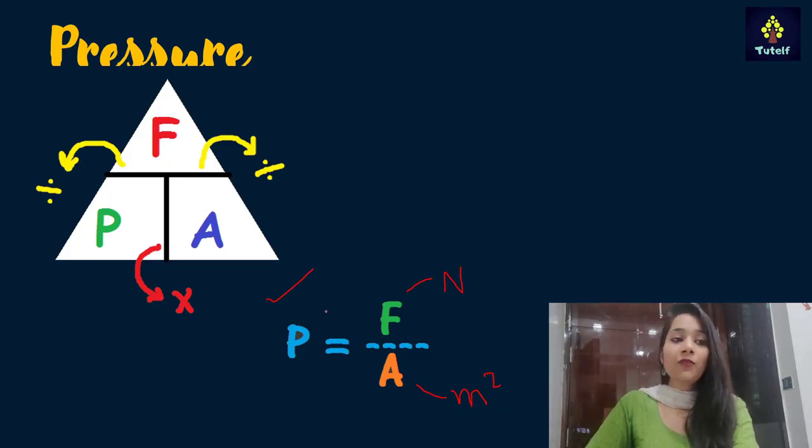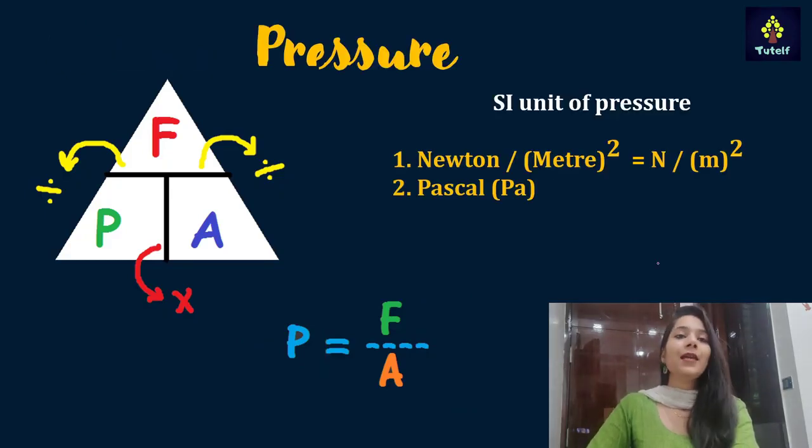There is another unit for pressure, and that is Pascal. The unit is Pa. Remember students, P here would be capital and a would be small, and this represents Pascal. So the SI unit of pressure is 1 Newton per meter square, and the other one is Pascal, where P is capital. I hope this part is clear to you.